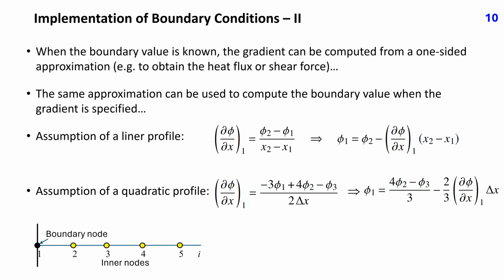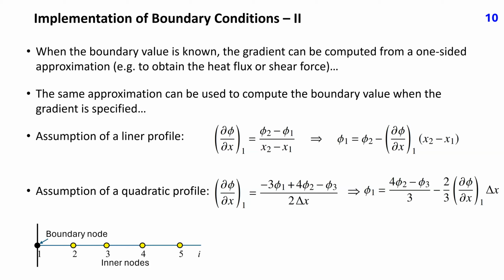In finite difference methods, derivatives at boundaries are normally not required, except when compact schemes like Padé schemes described in Lecture 5 are used. However, we may need to compute the gradient at a boundary for post-processing reasons, for example to compute the heat flux or shear force. When the boundary value of the variable is specified, we can compute the derivative at the boundary from one-sided approximations as described in slide 8. In the same way, one can compute the boundary value of the variable when the gradient is specified. Here are two examples. Two more are described at the next slide.